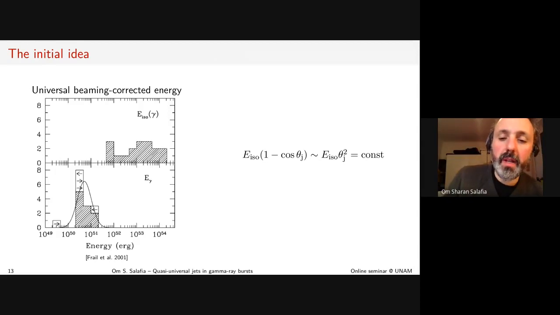and when they used this opening angle of the jet, what is usually indicated as theta jet, as on the right side of this slide, if you correct this isotropic equivalent energy by the collimation, they obtained a clustering. They found that most of the GRBs had a collimation-corrected energy which clustered around 10 to the 51 ergs.